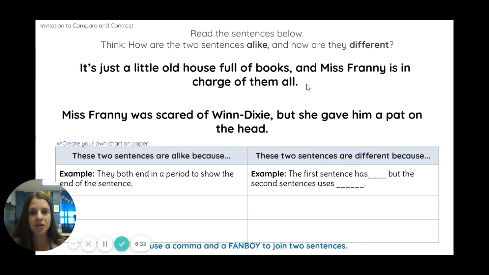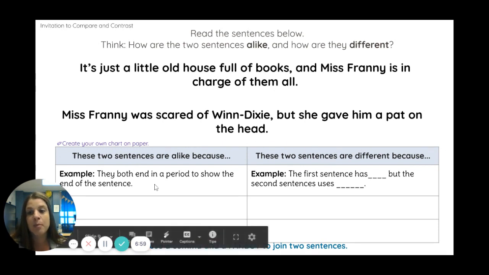Okay, so we've already explored this sentence. Now let's take a look at this other sentence and see if you can find similarities and differences. Miss Franny was scared of Winn-Dixie, comma, but she gave him a pat on the head. So writers, I invite you to now pause the video and create your own chart on paper. How are the two sentences alike and how are they different?